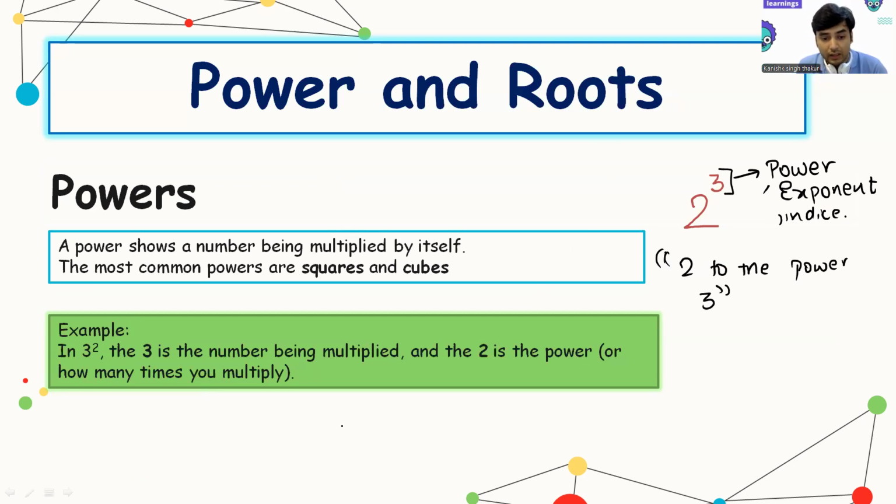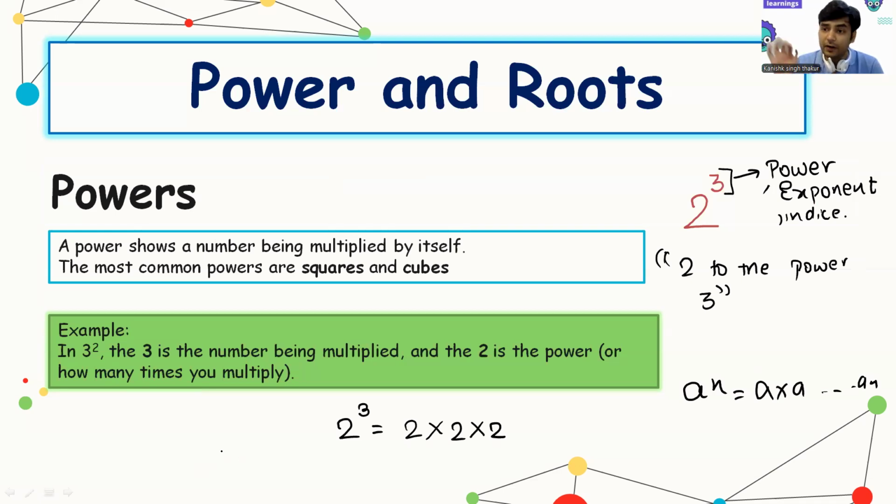Now what does this mean? This means that 2 cube is actually 2 multiplied by itself 3 times, like 2 times 2 times 2. Remember, 2 multiplied by itself 3 times. Any number a to the power n means that a is multiplied by itself n times. It is very different from multiplication. 2 times 3 means you have to add 2 three times: 2 plus 2 plus 2. Here, 2 is multiplied by itself 3 times.